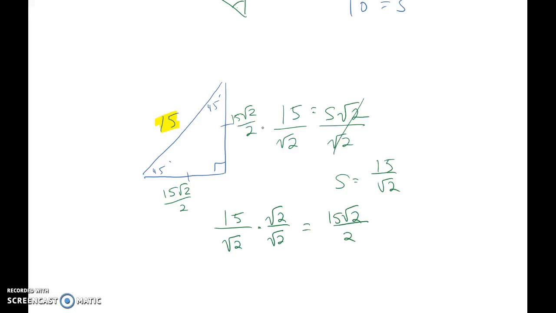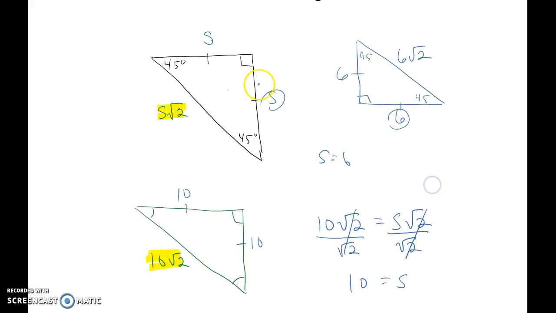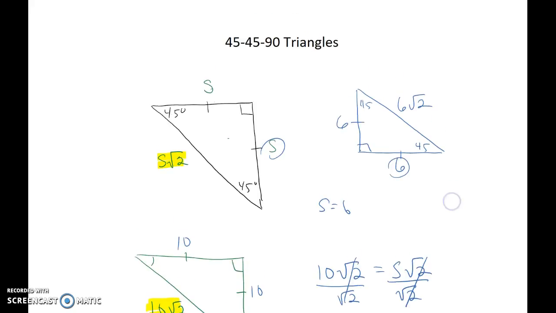So that is the power of these, is just memorizing a little relationship and then being able to set up an equation and solve. There's also a 30, 60, 90 triangle, so make sure that you watch that video to see those relationships. Thanks.